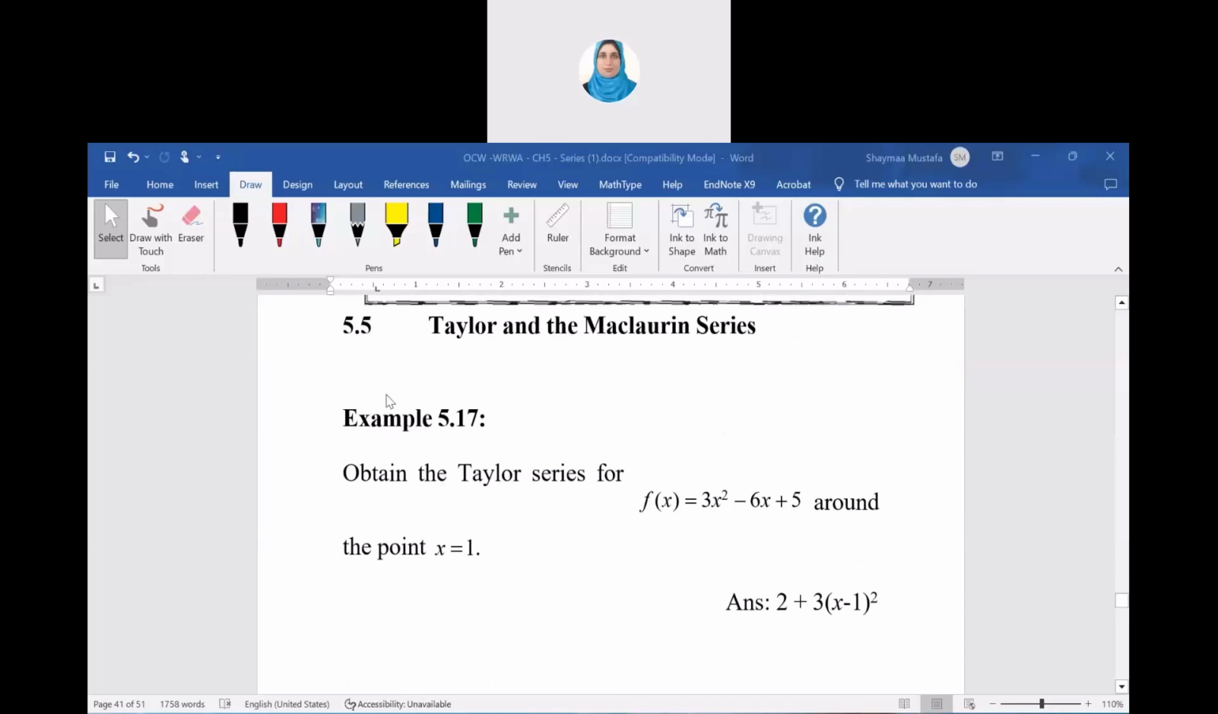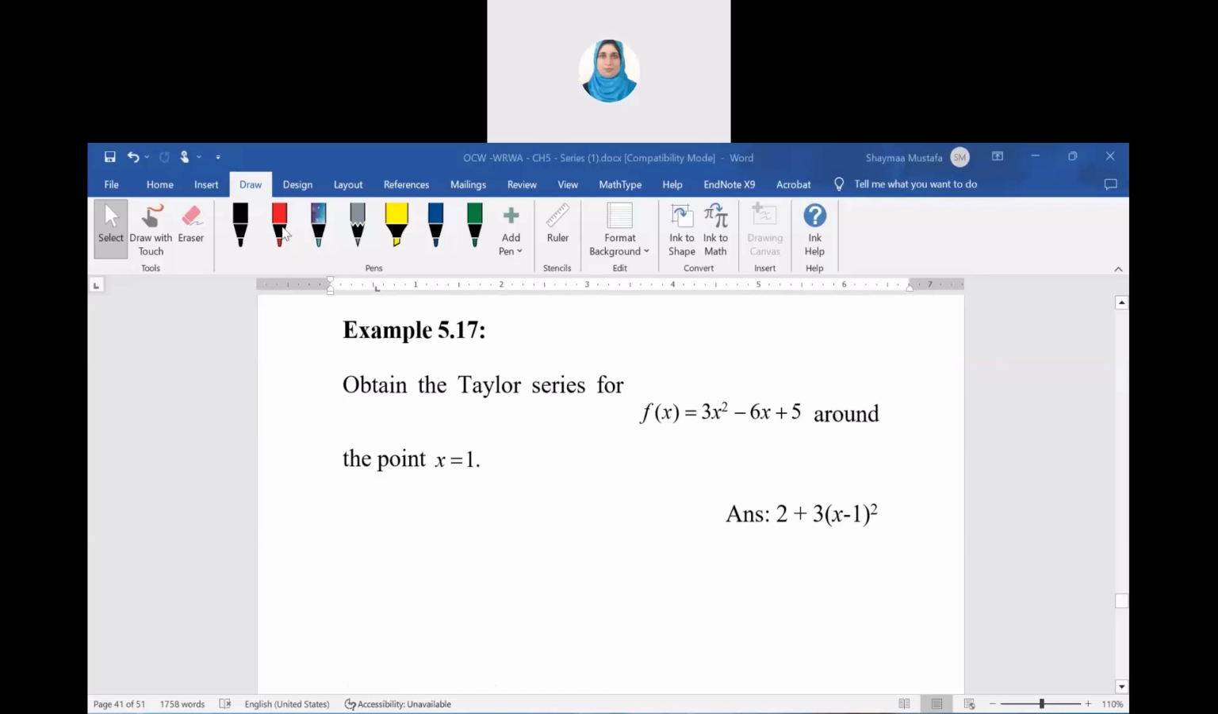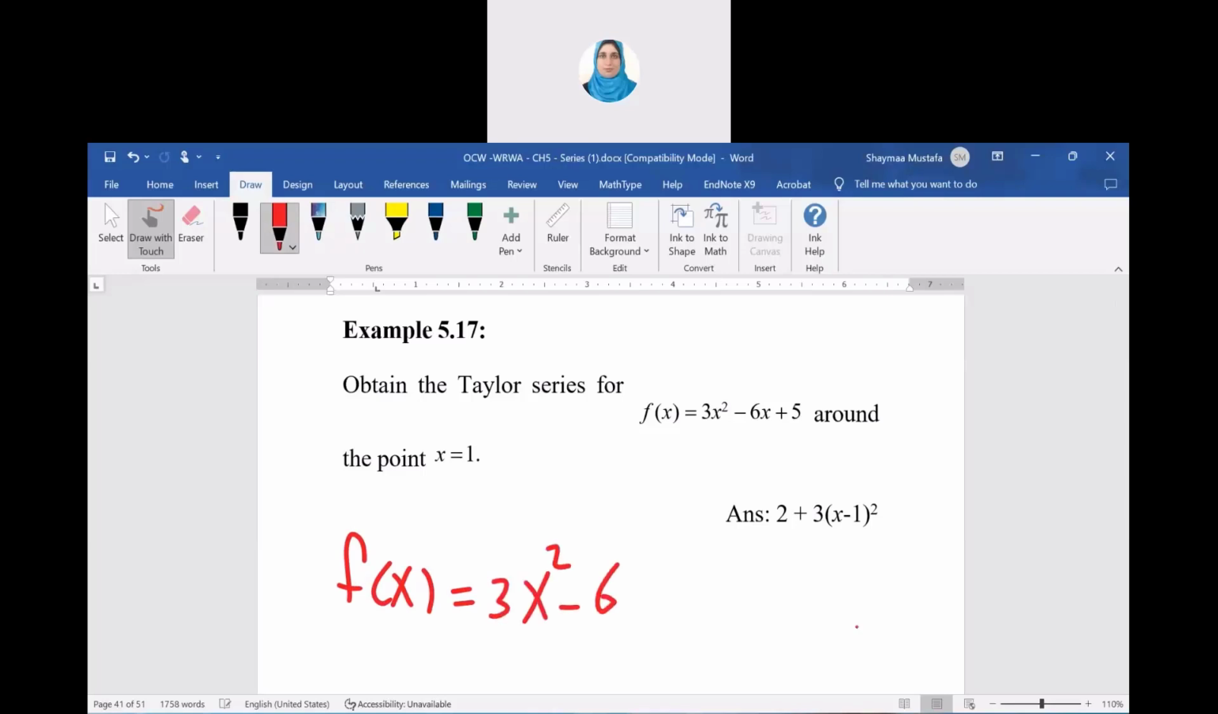Now we need to find the Taylor series, because in all the previous examples we found Maclaurin series, which means our point was 0. Now our point is x equal to 1. So we have f of x, this is the function: f of x is equal to 3x squared minus 6x plus 5. And your point is x equal to 1, so you need to find the values at 1, not at 0.